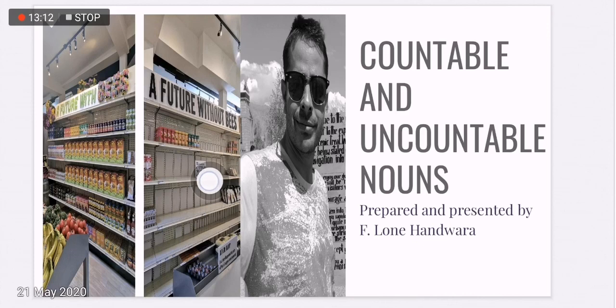In these two pictures, here you see the shelves full of organic food. Here juices, fruits, etc. It's a future with bees. And here are empty shelves, a future without bees. Shelves full of organic foods, and here shelves are empty, a future without bees.